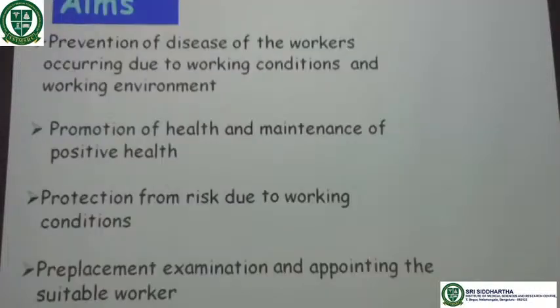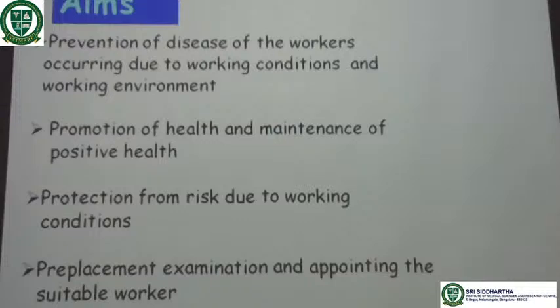Now coming back to this occupational health concept, what are the aims? What are the prerequisites? You will come across some of the issues, but we will have various aims, that is prevention of diseases of the workers occurring due to working conditions and working environment. Considering this, we have to think about promotion of health and maintenance of positive health, protection from risk due to working conditions, pre-placement examination, and appointment of a suitable worker. You need to remember the concept of ergonomics here once again. So these are some of the important points you need to remember for a better understanding of occupational health.